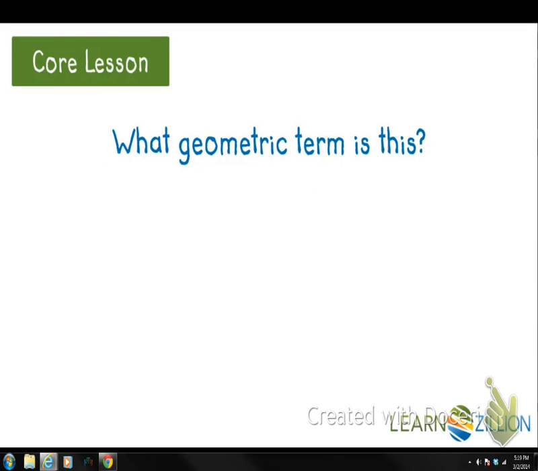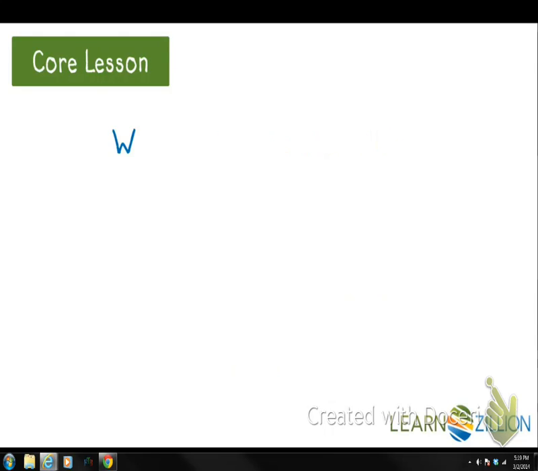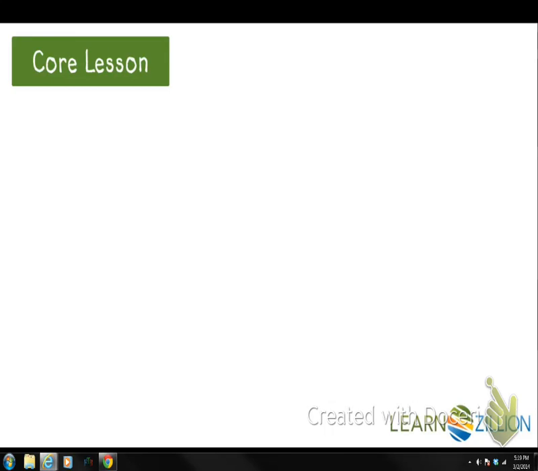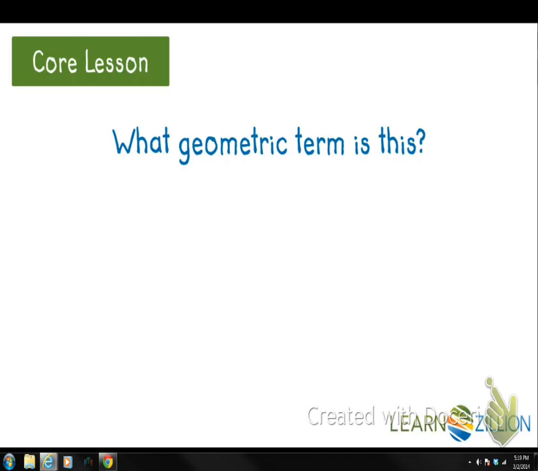What geometric term is this? We'd call this a point. What geometric term is this? We'd call this a line. What geometric term is this? This is a line segment. What geometric term is this? This is a ray.